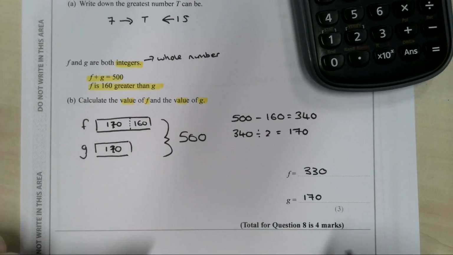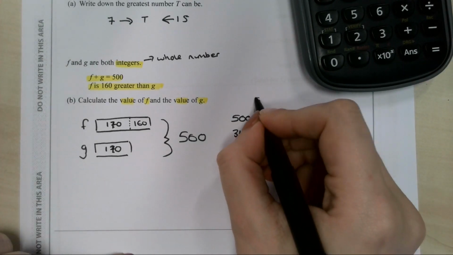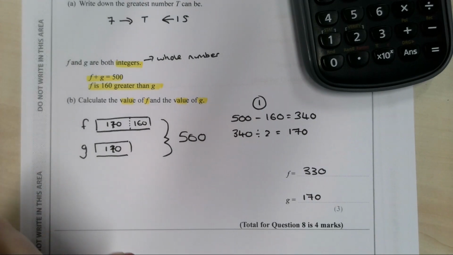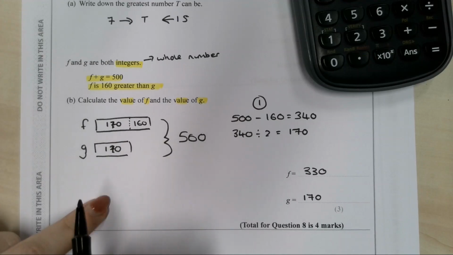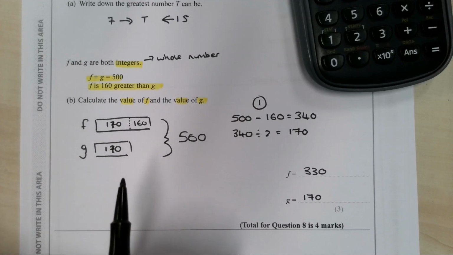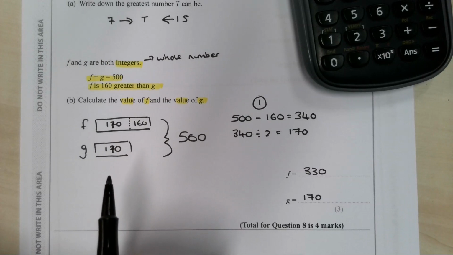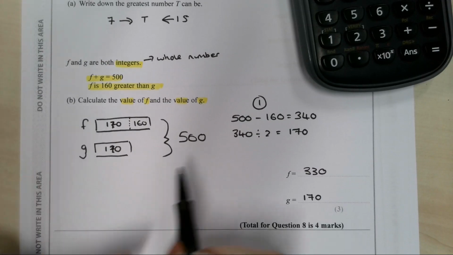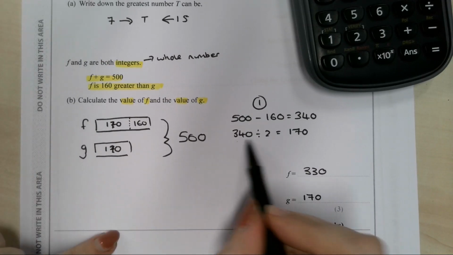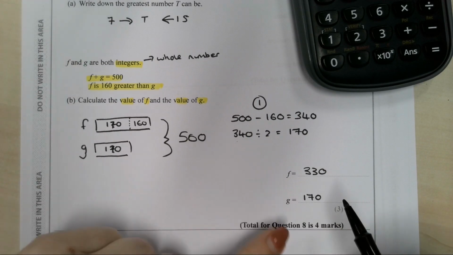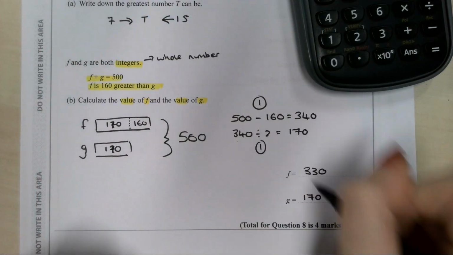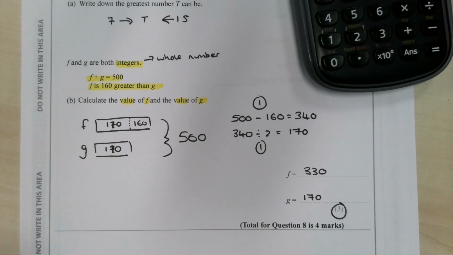So that's 3 marks there. 1 mark if you have 500 take away 160, or something to do with two numbers that add up to 500, so maybe on your bar model. And then your second mark is to find one of the values, so dividing by 2. And then your third mark comes from your correct answers. Both of those need to be correct for that third mark.